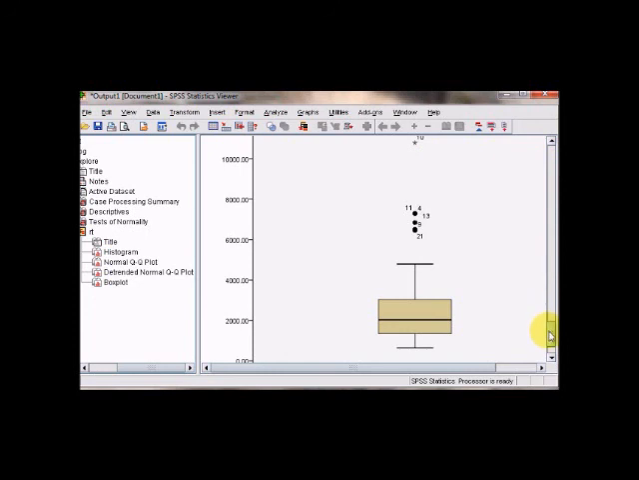So now we've identified that we've got some problems. We've got problems with outliers and problems with skewness. So now we'll consider what we're going to do about it next.